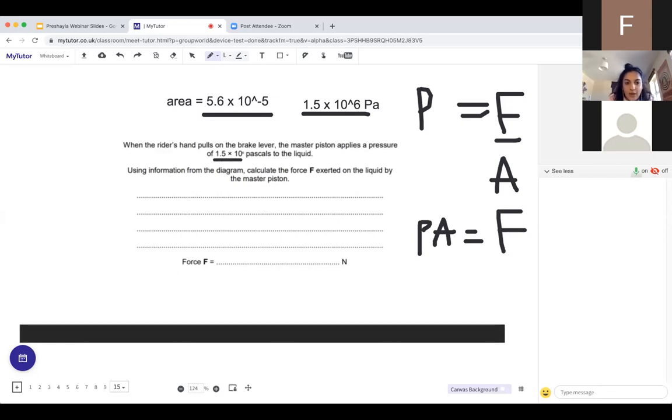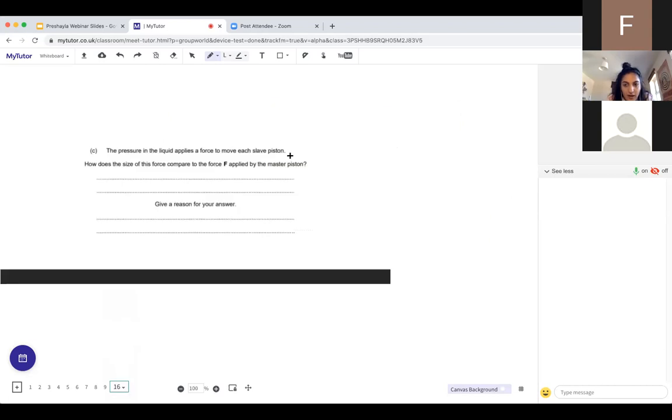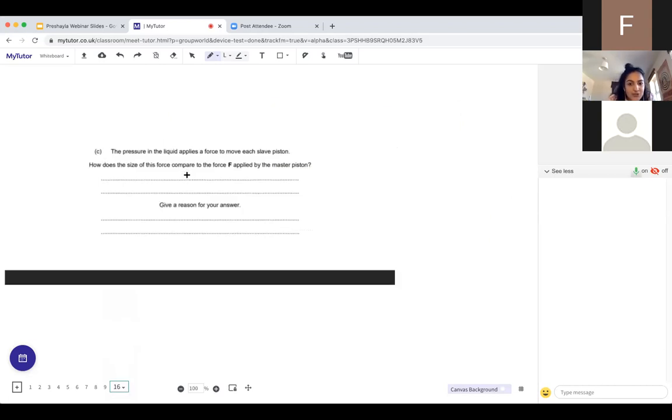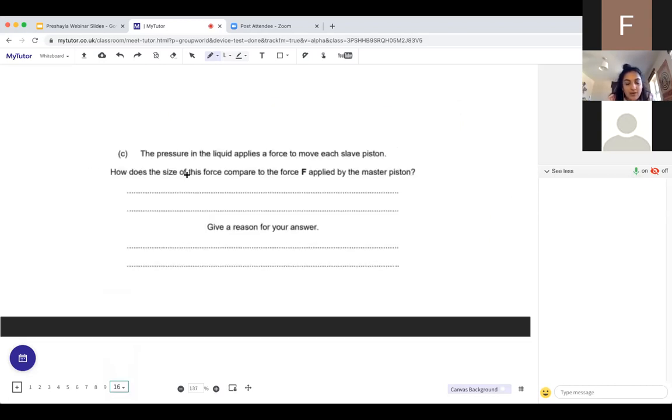Okay, so we're just doing a simple multiplication of this value times this value, which gives you 84. So if you've got 84 newtons, well done. We'll do this question and then I'll take some questions from you guys.